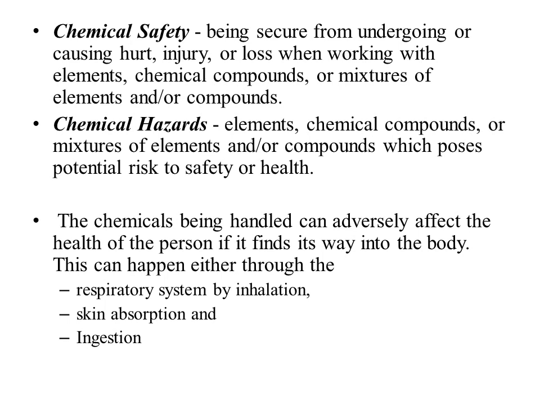Now coming to the definition of chemical safety, we have already seen the definition of chemical and safety. So chemical safety says that our workers are secure from undergoing or causing any hurt, injury, or loss when working with elements or chemicals or compounds. And chemical hazards, even though all the safety precautions are being taken and followed, there is a potential risk to safety or health. So this is the definition of chemical safety and chemical hazards.